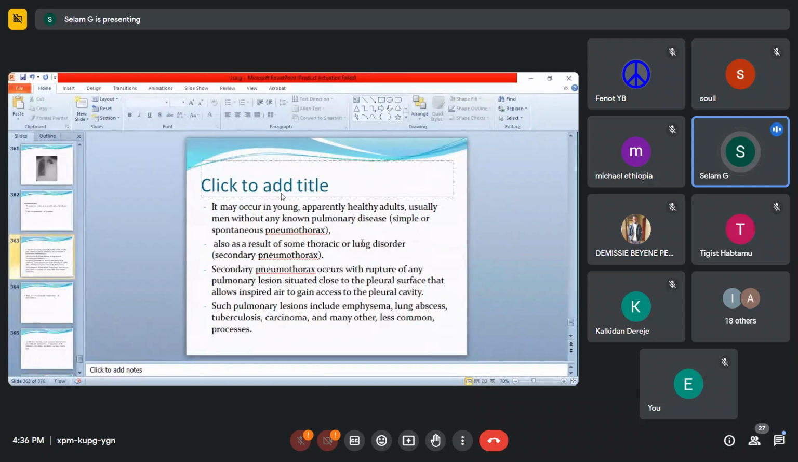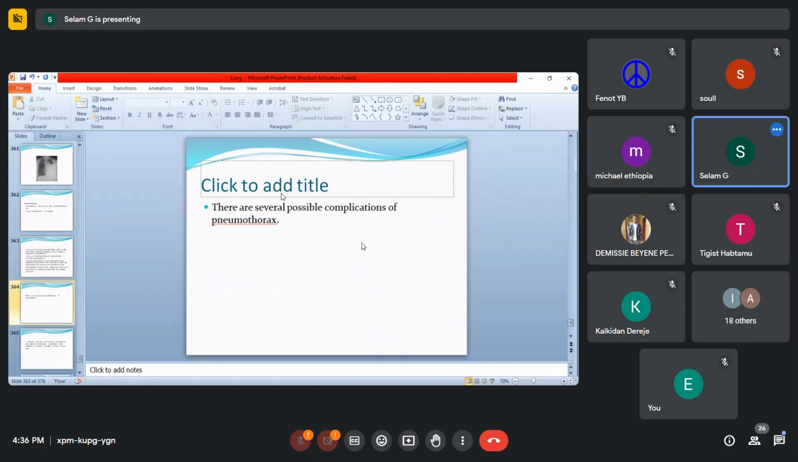Secondary pneumothorax occurs with rupture of any pulmonary lesion situated close to the pleural surface that allows inspired air to gain access into the pleural cavity. Such pulmonary lesions include emphysema, lung abscess, TB, carcinoma, and many other less common processes, which can bore into the lung parenchyma and into the pleural cavity.